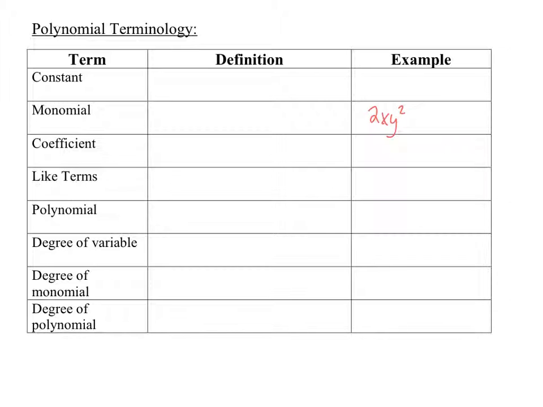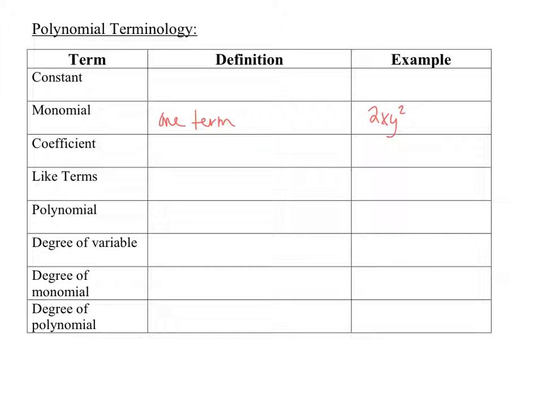Okay, a binomial. A binomial has two terms to it. A polynomial has many, three or more terms. Specifically, you could say trinomial. But after that, you would use polynomial. So one term.